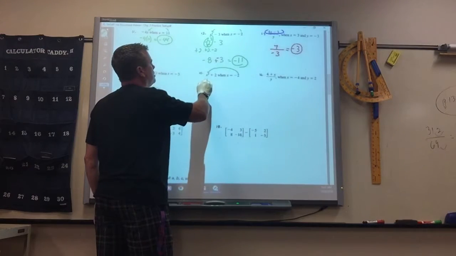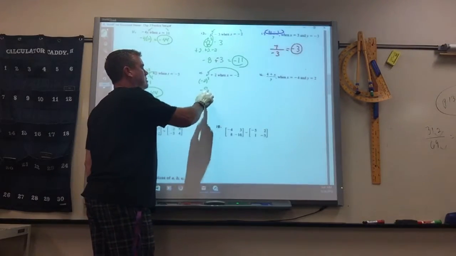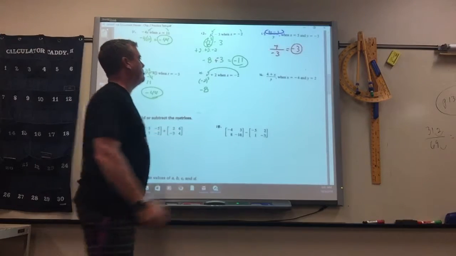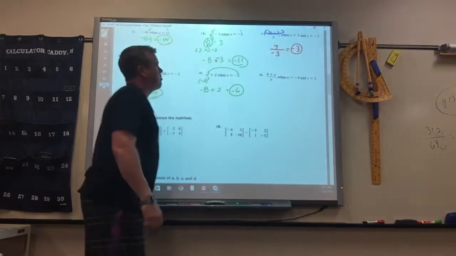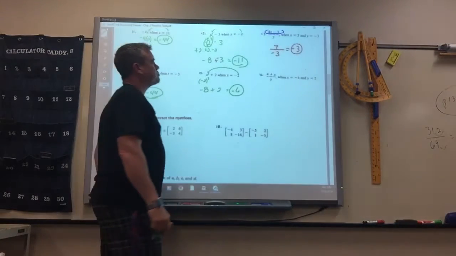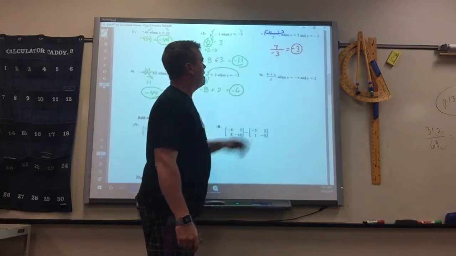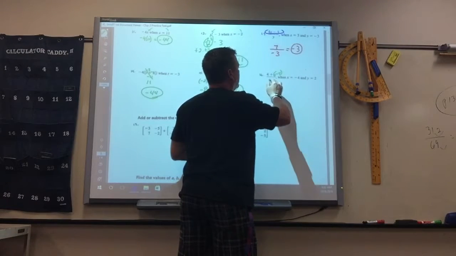Negative 2 cubed is negative 8. 2 times 2 times 2 is 8, and there's an odd amount of negatives, so it's negative. Plus 2 is negative 6. Figure out the top, figure out the bottom, and then divide the two. So x is negative 4, y is 2.